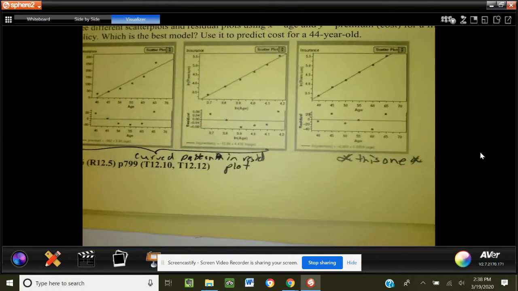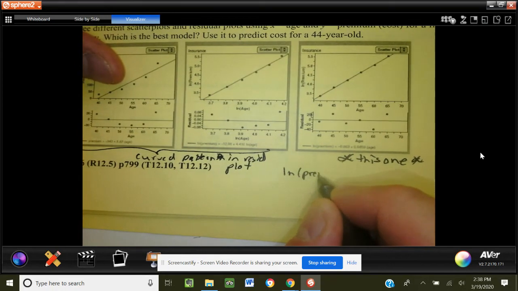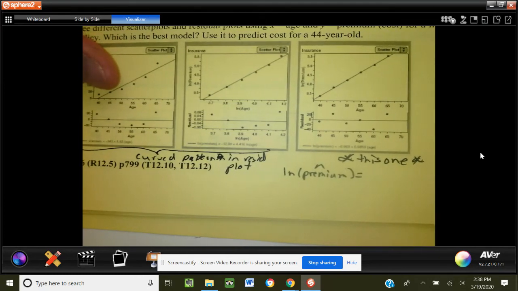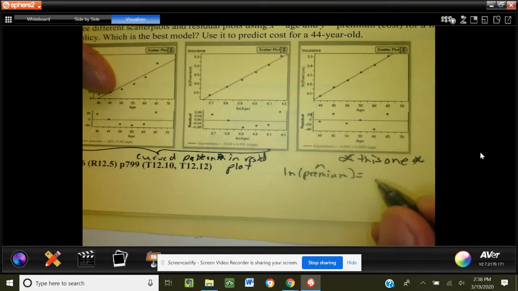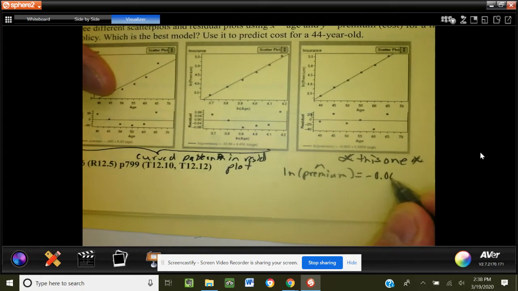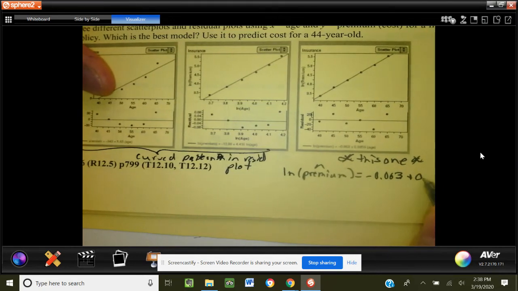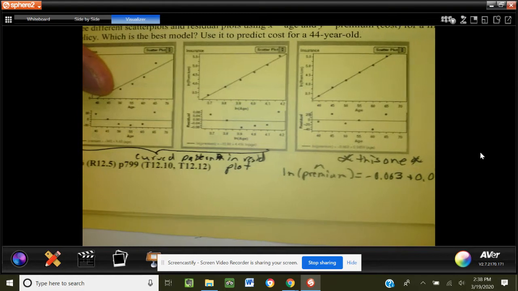If we want to use that to predict, since that looks like the best model, the cost for a 44-year-old, so now we're talking about the natural log of the predicted premium is equal to, the LSRL is down here, and it's very, very tiny. So let me write it for you. It's negative 0.063, that's that number, plus 0.0859, that's the slope there, times the age.